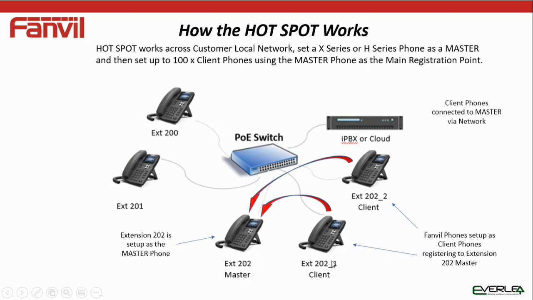Here's our second client, registered through the 202 master to the IPv6 cloud. Extension 202_1 is registered to the master. Extension 202_2 is registered to the master. Again, as I said, if you want to ring in between these extensions, I can pick up the master phone and dial digit 2, and it will go to that client. Digit 1 will go to that client. You can go up to, depending on the model phone, up to 100. You can dial 99, 98, and it'll go to these different phones.